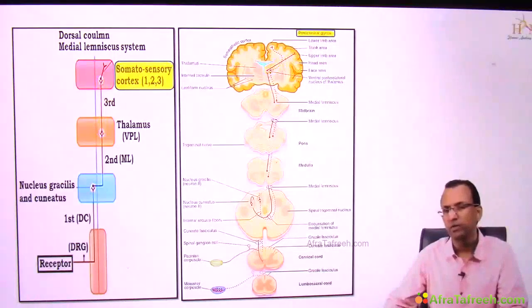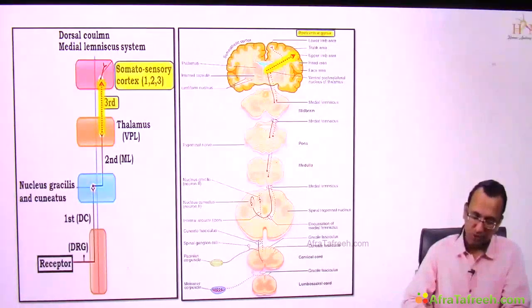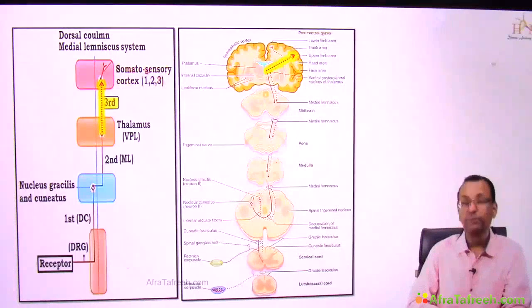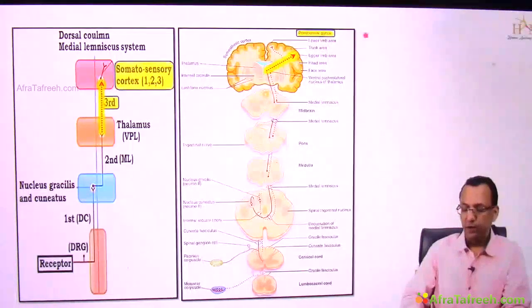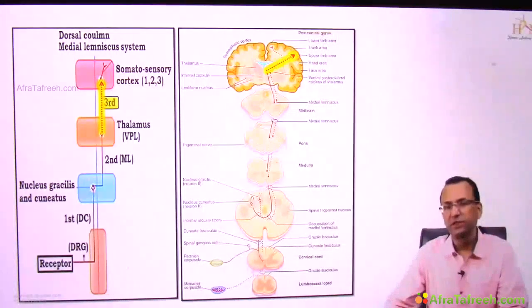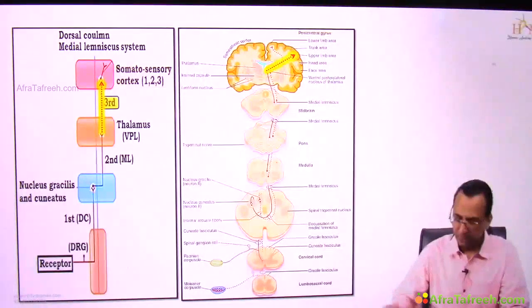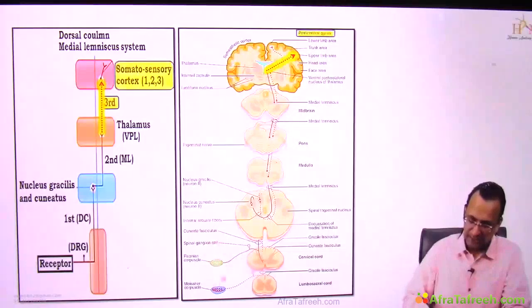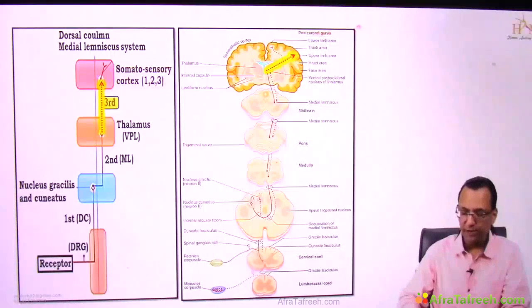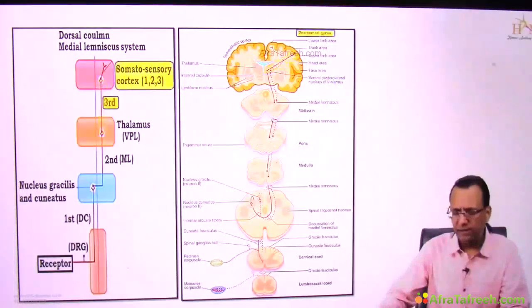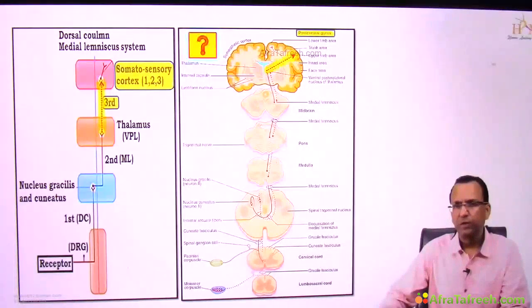Where do they want to go in the cerebral cortex? You know that: parietal sensory cortex, postcentral gyrus, area number 1, 2, 3. Area 1, 2, 3 receives general sensations like pressure, vibration, tactile discrimination. Yes, that is the point. Postcentral gyrus. And where are these internal capsule fibers passing? You mean to say which part of the internal capsule? Yes, anterior limb, posterior limb, or the genu?